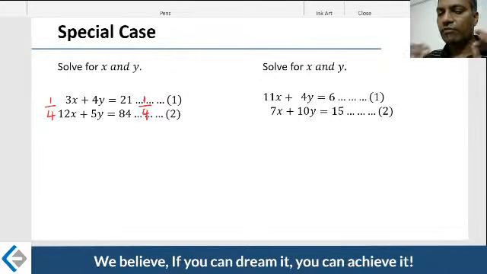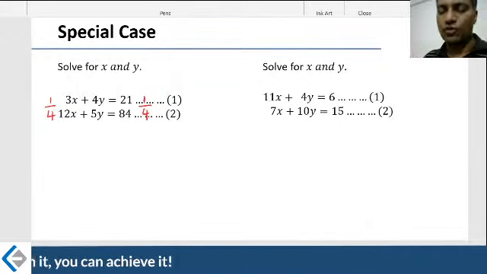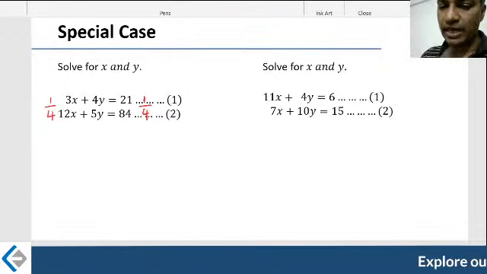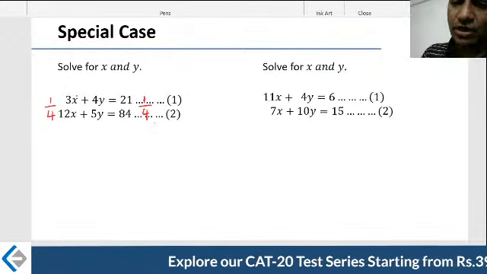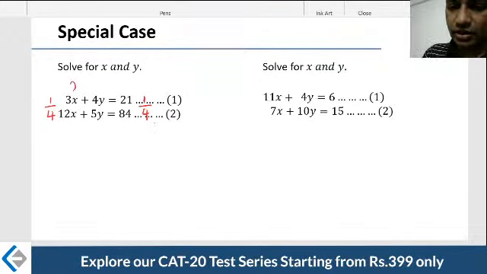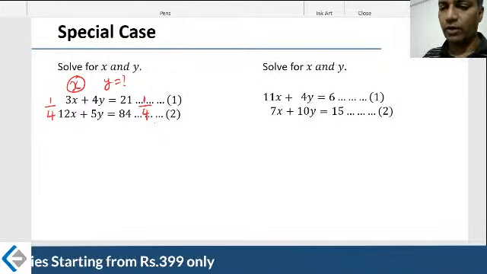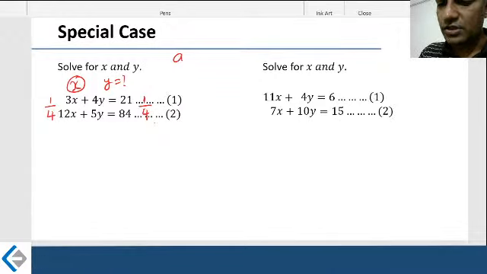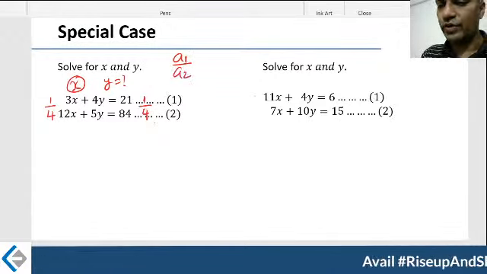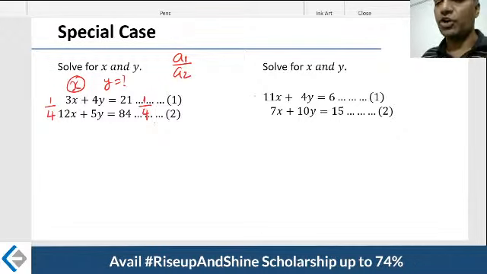If the ratio of the coefficient of one of the variables matches the ratio of the constant terms, then the other variable can be found out faster. Because if the ratio of x matches the ratio of y, it becomes a parallel line, and there is no solution to that. The ratio of x coefficients, that is a1 by a2, we already talked about it. Register that in your mind.